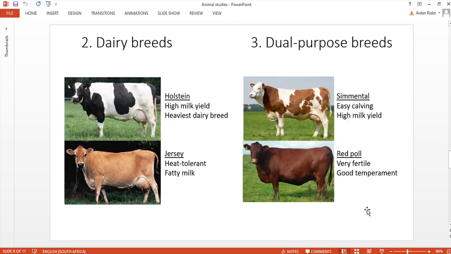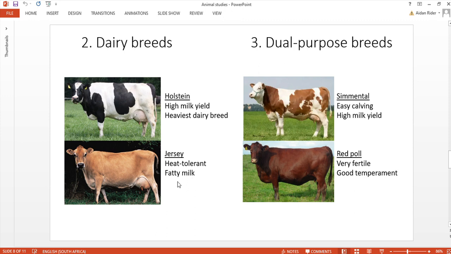Then we look at the dairy breeds. The main two are the Holstein, which kind of looks like an Oreo cookie, and the Friesian, which usually also looks like an Oreo cookie. So the Holstein, these guys are used for milk. So we usually use the cows. They have a high milk yield, they produce a lot of milk. You can see how large the udder is here. And they are the heaviest dairy breed. They are kind of heavy, big looking. Then your Jersey, the Jersey cow is very heat tolerant, so they will be able to survive in South Africa.